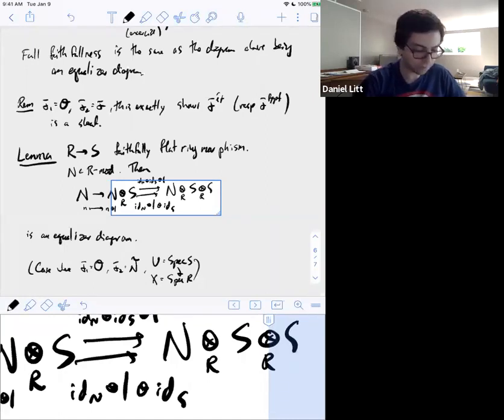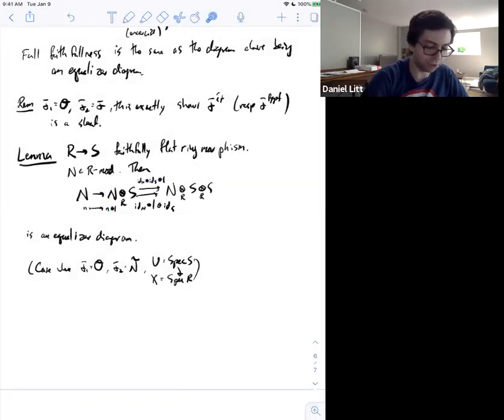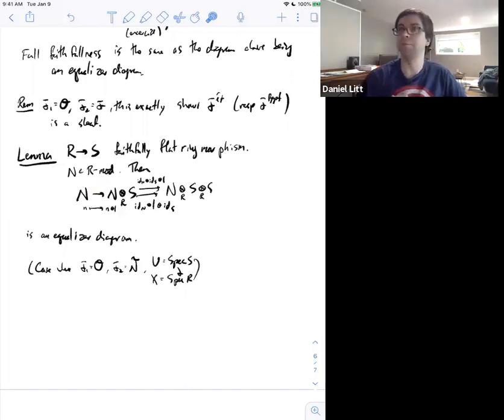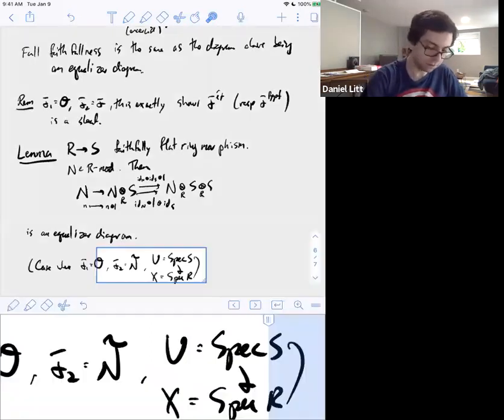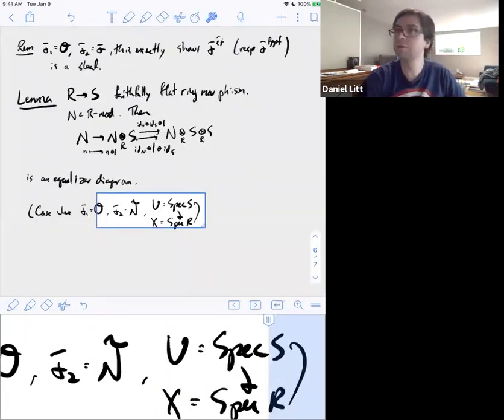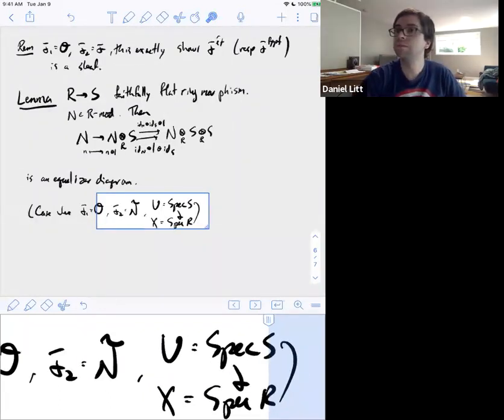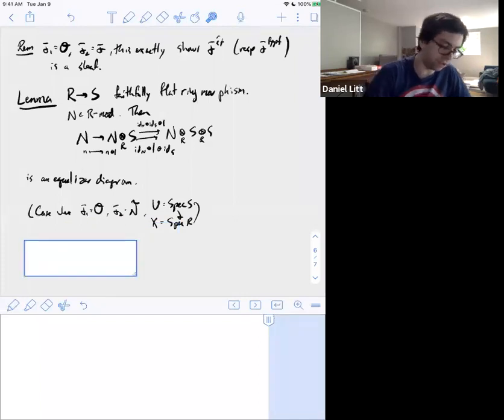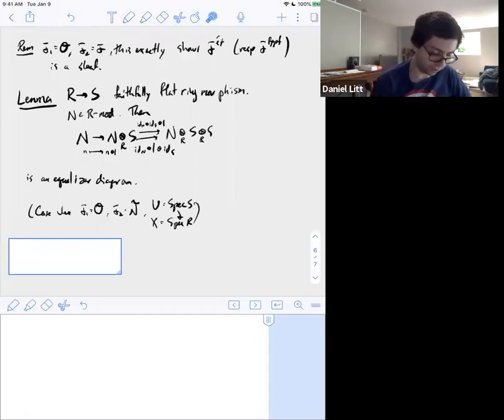Let me just remind you, what does it mean to be an equalizer diagram? It means that this is injective and its image is precisely the subset of this which maps to the same thing under both of these maps. Okay? Are there any questions about this? Okay, so this is actually not a totally trivial lemma, and it really uses faithful flatness. So let's actually prove the lemma.